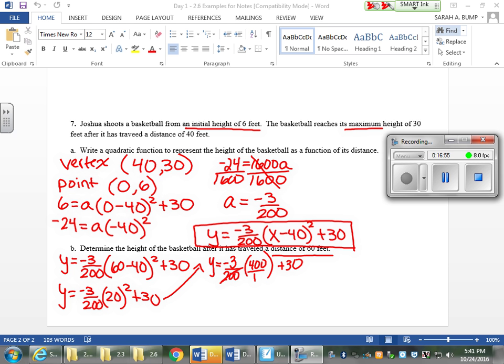The 200 would cancel out, and 200 goes into 400 2 times, which will leave you with negative 3 times 2, which is negative 6, plus 30. So y will equal 24 feet. Okay, that is our height of the basketball when it's at a distance of 60 feet. Again, if you don't get that idea of cross-canceling, you can do 3 times 400, which is 1200, and then divide that by 200 to get 6 still, so negative 6.